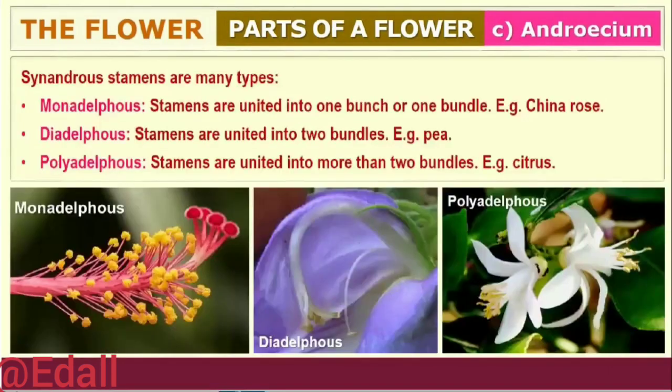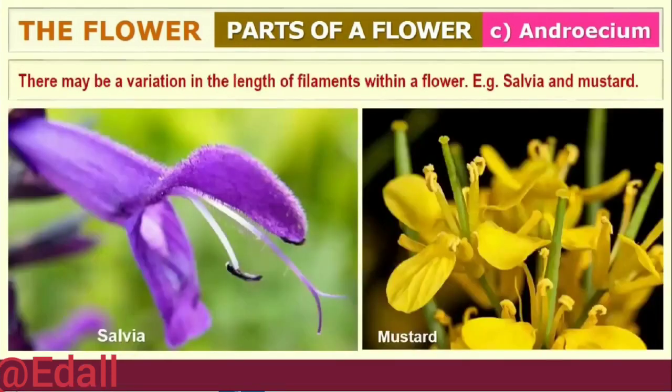The stamens may be united into one bunch or one bundle, monodelphous, as in China rose, or 2 bundles, diadelphous, as in pea, or into more than 2 bundles, polyadelphous, as in citrus. There may be a variation in the length of filaments within a flower, as in salvia and mustard.